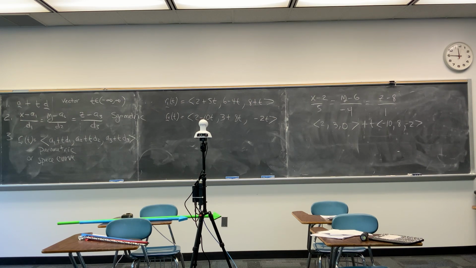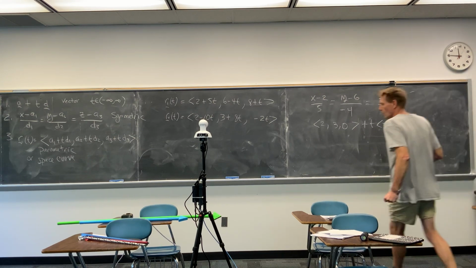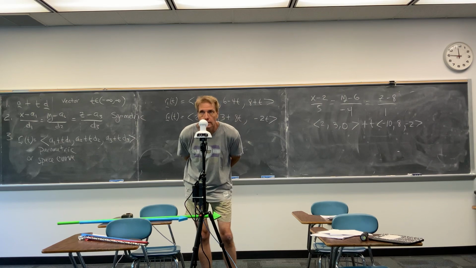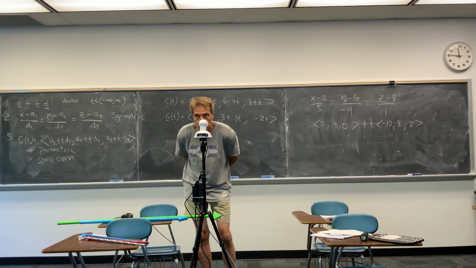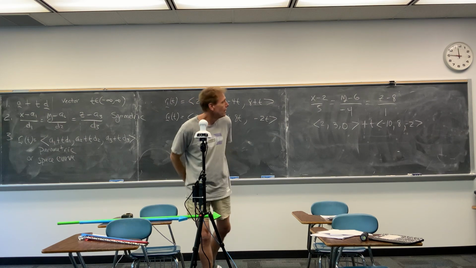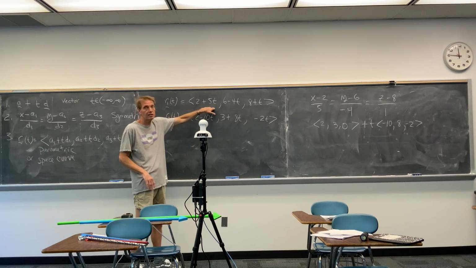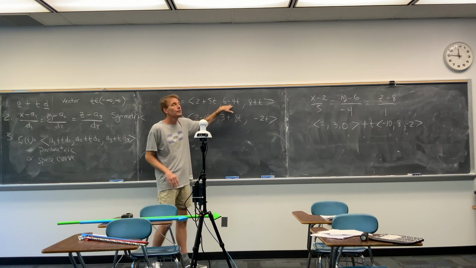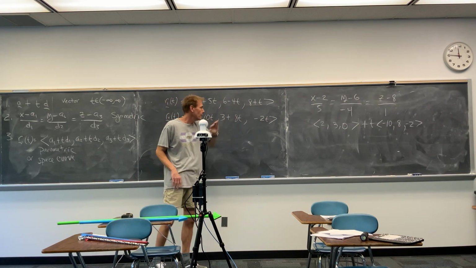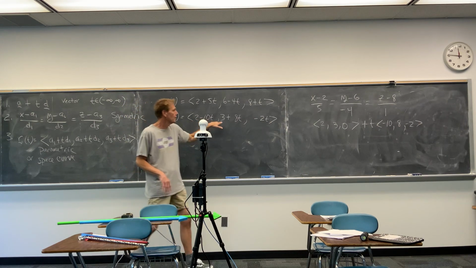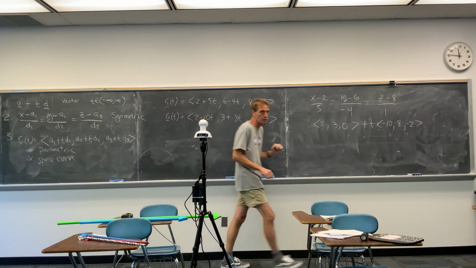All right, I'm coming out of the cave. I'm coming to the front of the room where I can talk to the mic. The next thing we're going to do is plot the 2 space curves that represent the lines. R1 of t is 2 plus 5t, 6 minus 4t, 8 plus t. R2 of t is 2 minus 10t, 3 plus 8t, and minus 2t.